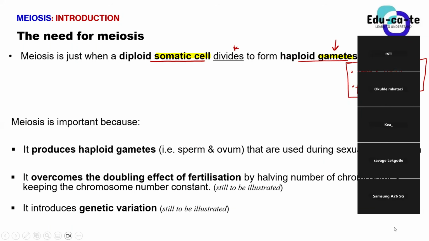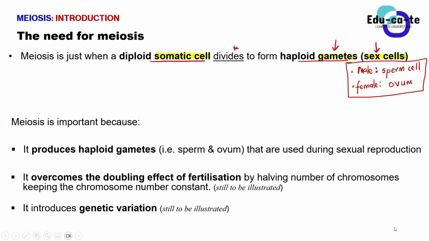Yes. I was explaining that, and I asked if you understood what I mean when I say that meiosis is simply a process whereby a diploid somatic cell divides to form a haploid gamete, aka a sex cell. Does anyone not understand the statement that is provided?